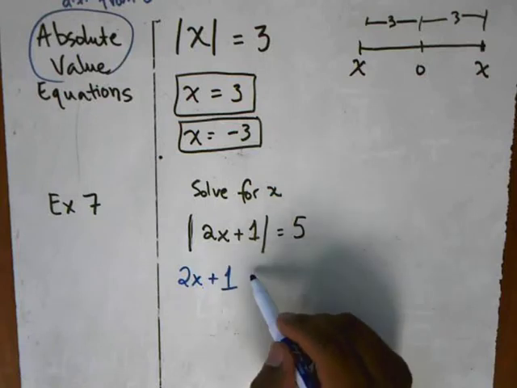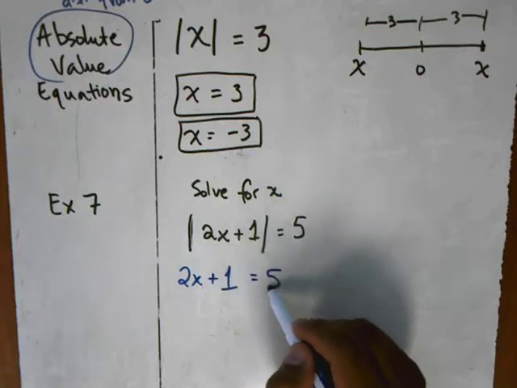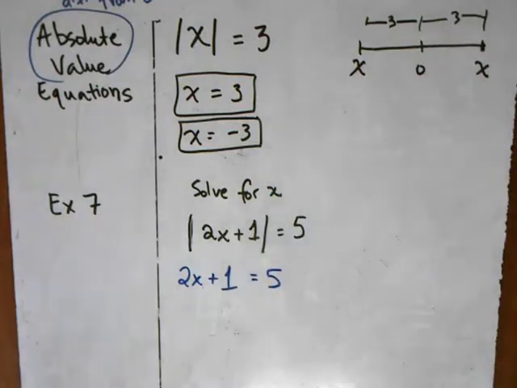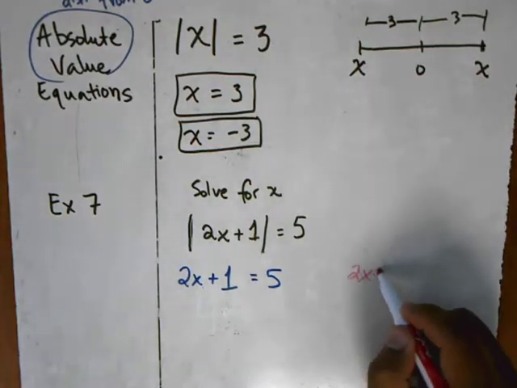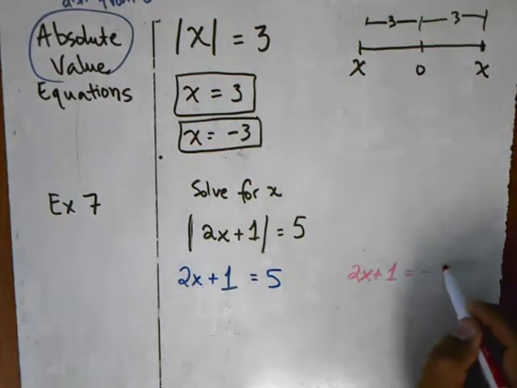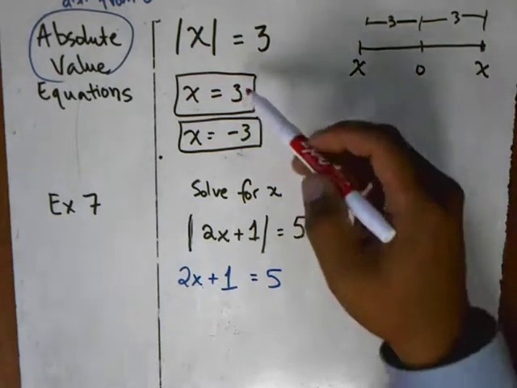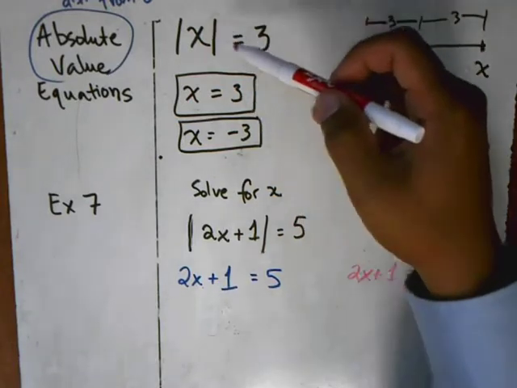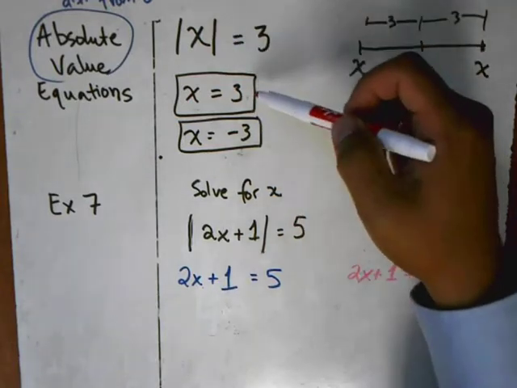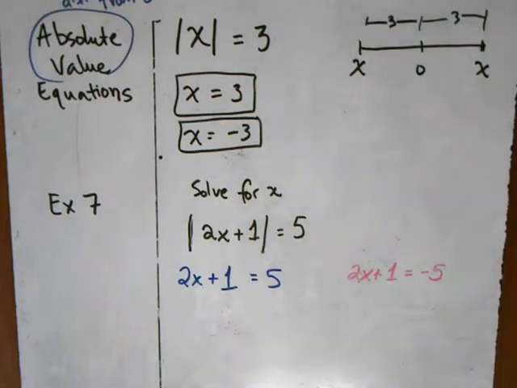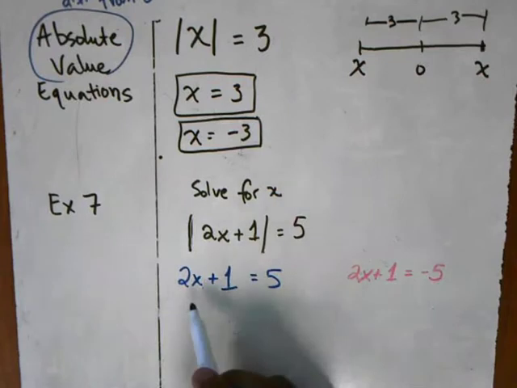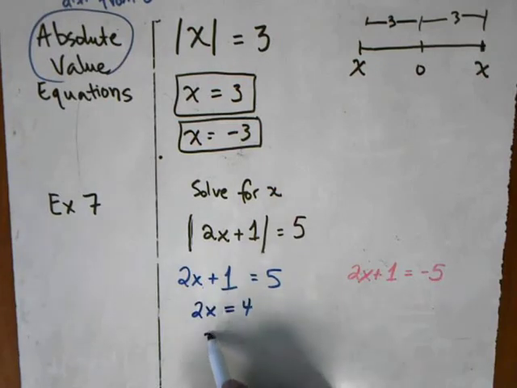There are two solutions or two equations when we take away the absolute value symbol. The first one is 2x plus 1 equals 5. And the second one is 2x plus 1 equals negative 5. Just like we had up here, when we take away the absolute value symbol, there are two equations, one with a positive value and one with a negative value. And so now we just need to solve these two equations. Subtract 1 from both sides, you get 2x equals 4, and divide both sides by 2, you get x equals 2.